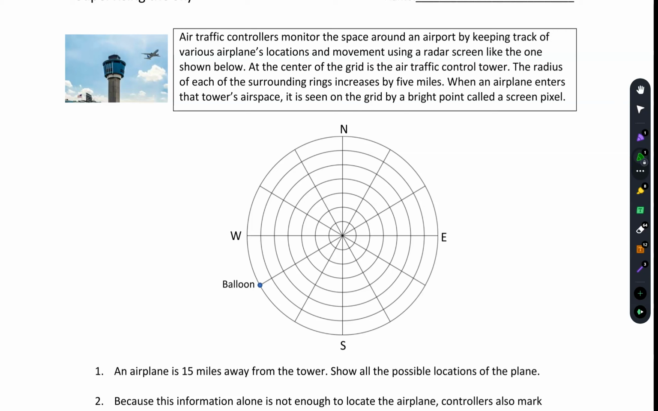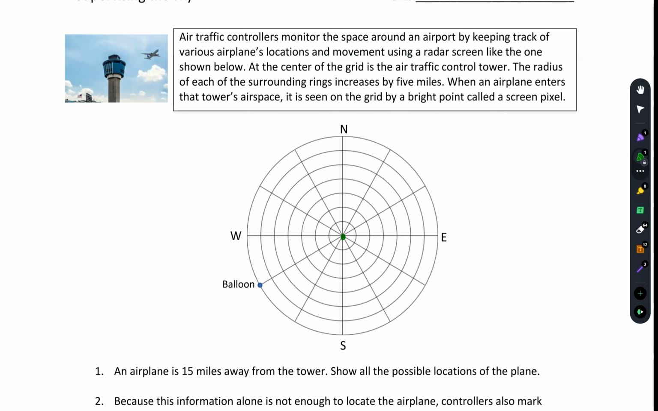Alright, so today we're going to look at polar coordinates. So I want you to take a second and see if you can answer these first 5 questions. It says air traffic controllers monitor the space around an airport by keeping track of various airplanes, locations, and movement using a radar screen. At the center of the grid is the air traffic control tower. Okay, so the center right here would be the air traffic control tower.